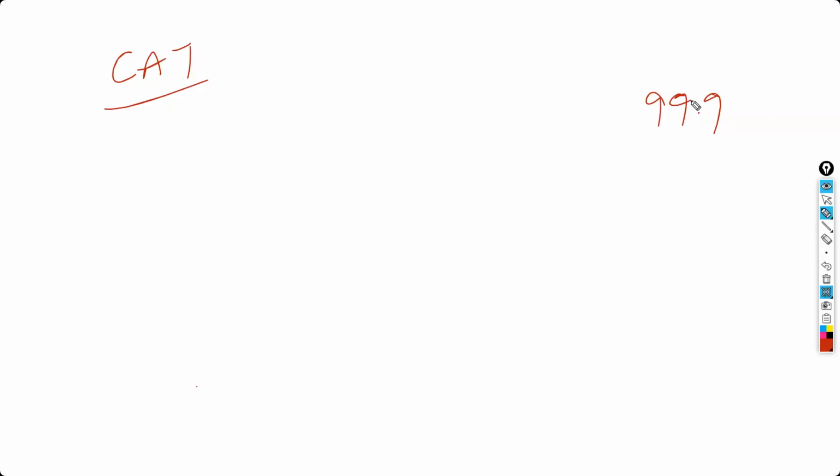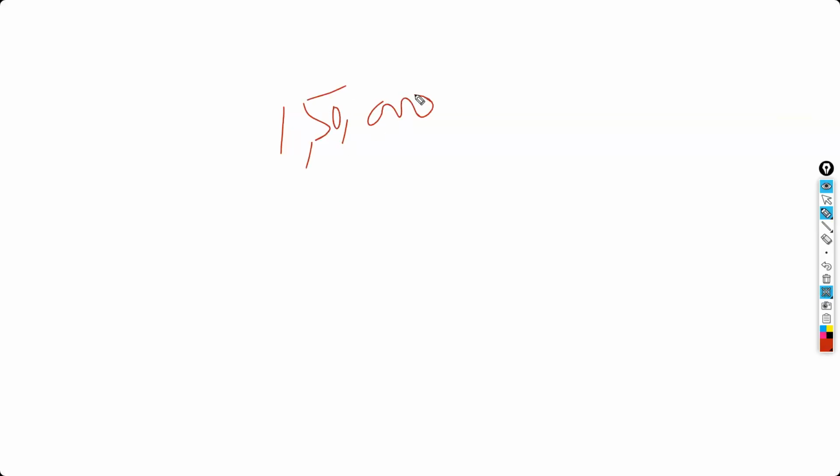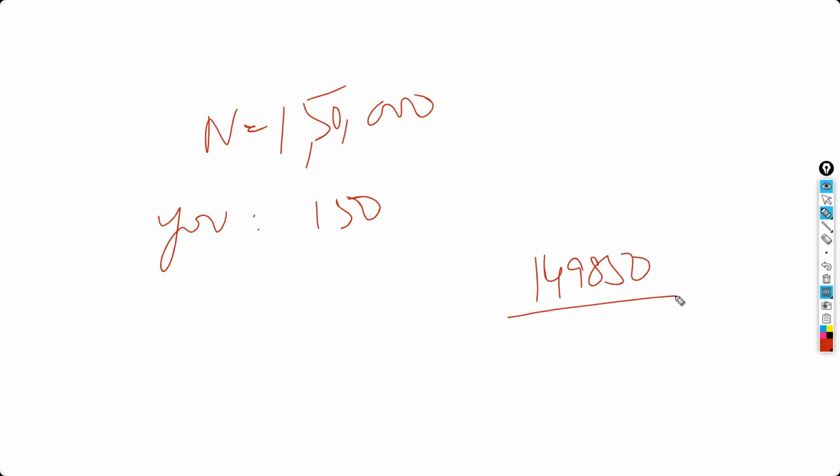For example, a total of 1,50,000 people have attended the exam. In this exam, your position, your rank, is 150. Now, what is your percentile? Percentile is nothing but 1,50,000 minus 150, that is 1,49,850 people are below you, divided by 1,50,000. This is your percentile.